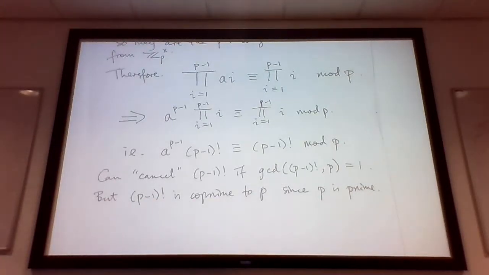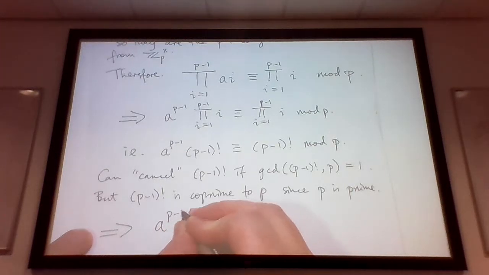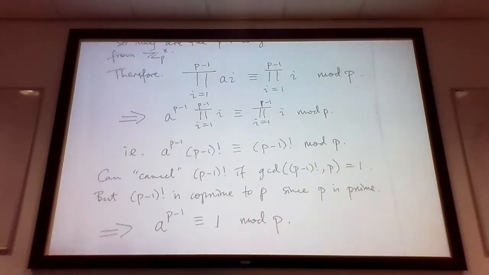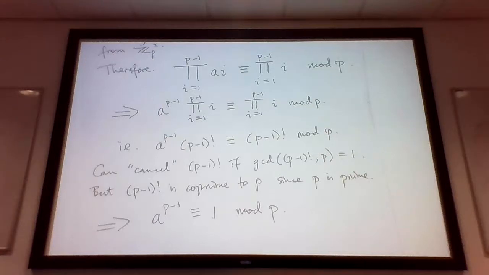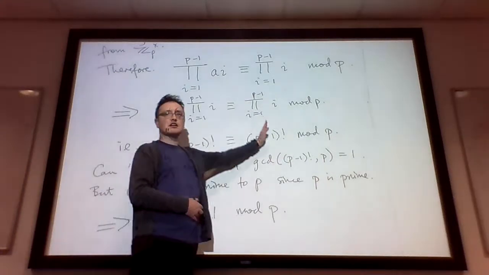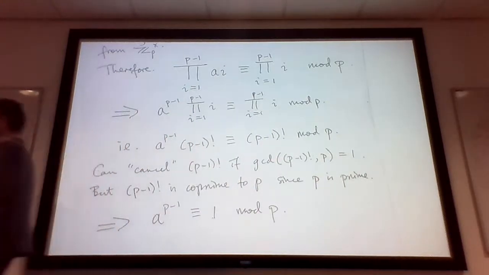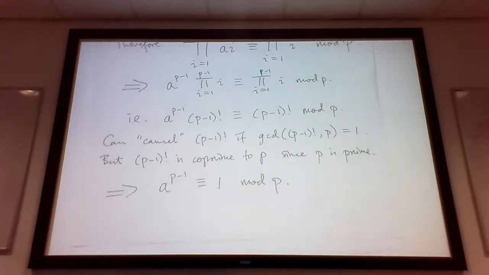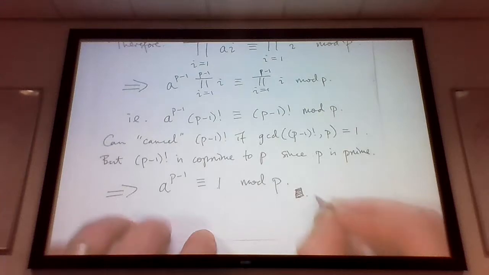Okay. So we can cancel the p minus 1 factorial on both sides. So when we multiply both sides by the multiplicative inverse of p minus 1 factorial, we get a to the p minus 1 on the left, and we get the congruence class of 1 on the right. So a to the p minus 1 is congruent to 1 modulo p. So that's the proof of Fermat's little theorem.